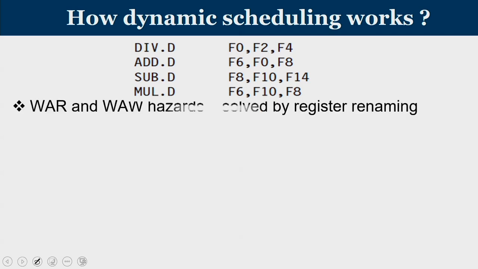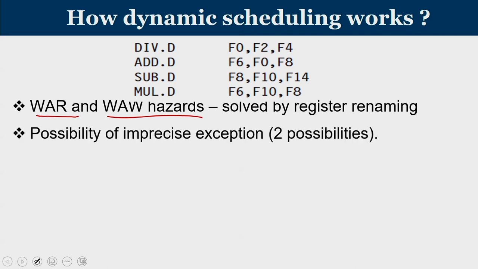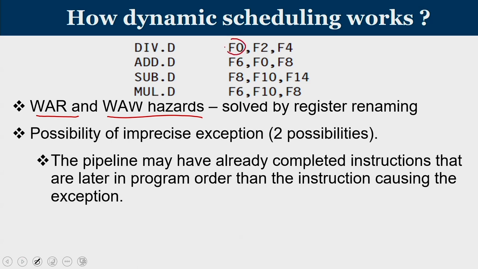Now how does dynamic scheduling work? WAR and WAW hazards have to be addressed if you want to go for dynamic scheduling. So think of a case, what happens here? You have a division instruction which is dependent on F0, and then you have a sub instruction which is not dependent on anything. So this is F10 and F14. This is going to write into F8, and this F8 is what is being used. Now if you look here, this division is taking a long time. So add is going to wait, sub will start execution, and once sub is over, that will permit multiplication to complete its operation.